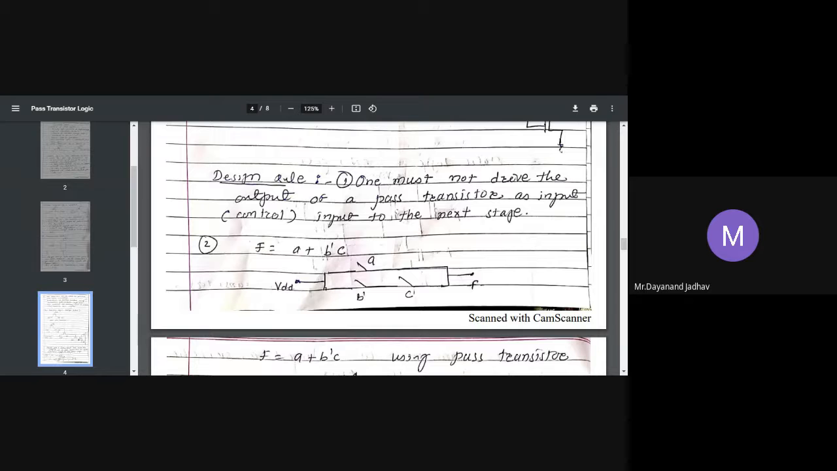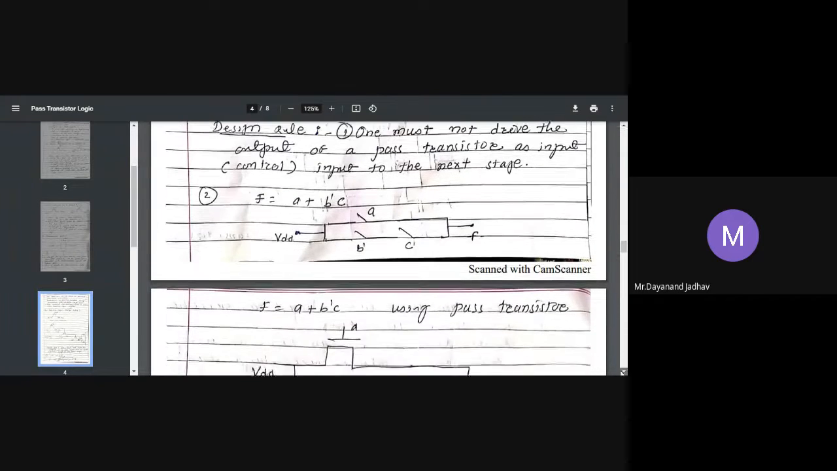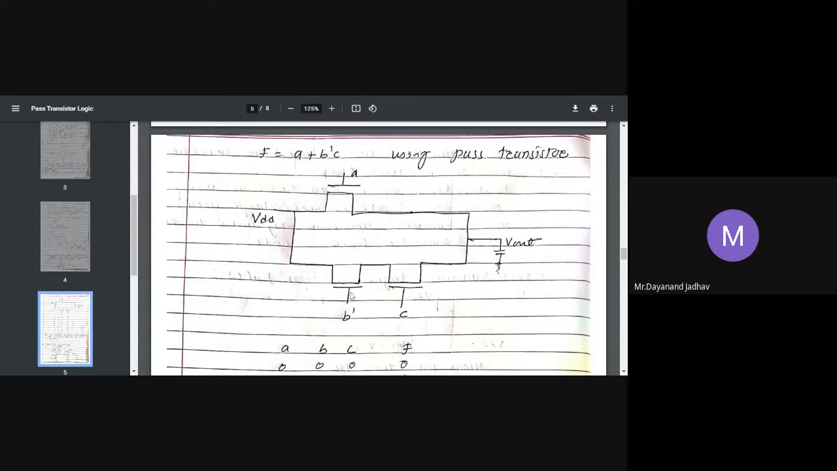Then by using simple switching, VDD, the output is f, then a is there, and in parallel, b bar and c are applied. Okay, this is the implementation using a simple relay or switch. When we consider f equal to a plus b bar c using pass transistor logic, a pass transistor using NMOS, VDD, there is bar C, then V out.